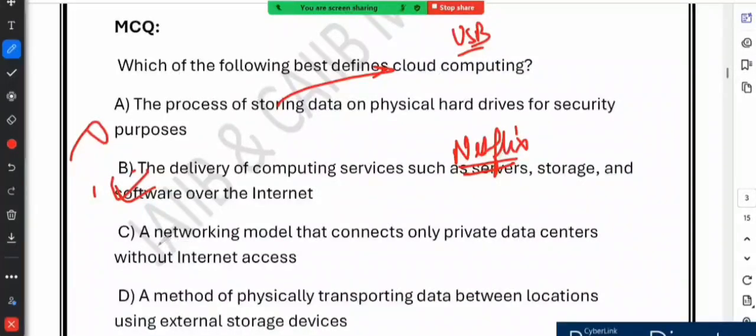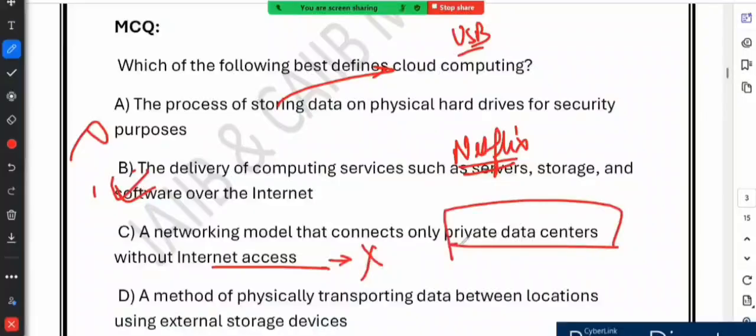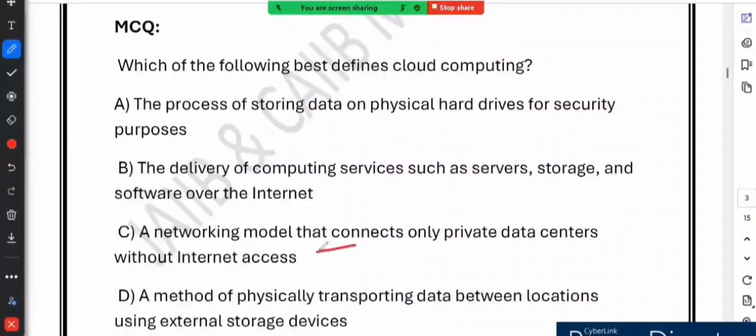What about option C? A networking model that connects only private data centers without internet access. This is incorrect, because this describes a private network. It does not describe cloud computing. While some companies use private clouds, cloud computing generally involves the internet to provide services on demand, right? For example, suppose a company has its own internal IT system that does not allow access from the internet. That is called a private data center, and it is not called cloud computing.